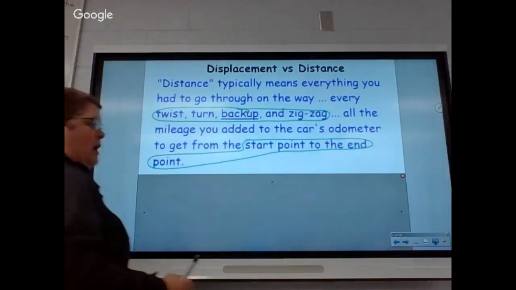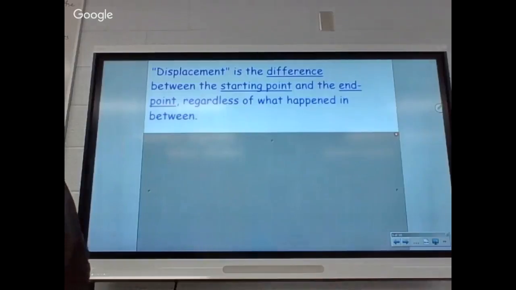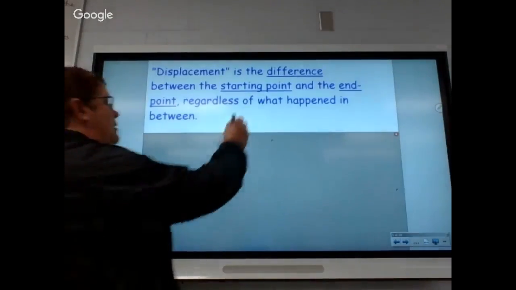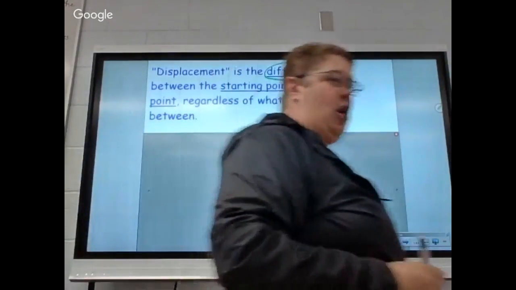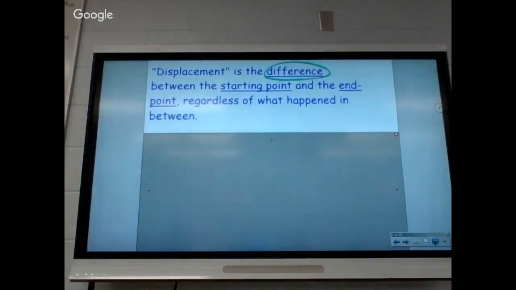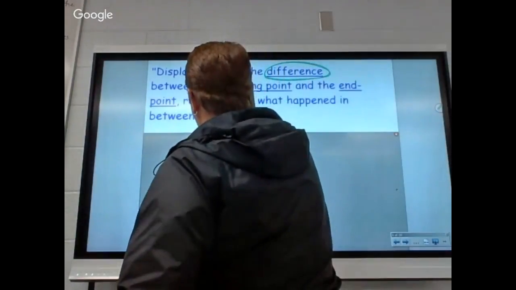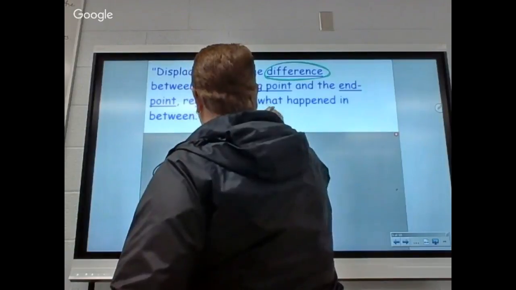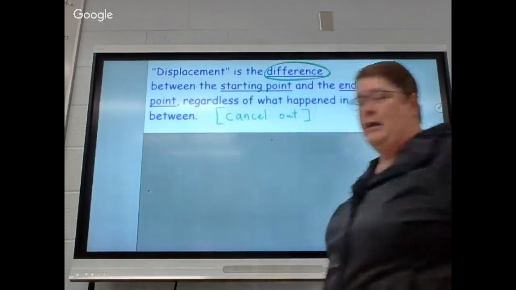So, how is that different from what I just told you to write about displacement? It's the difference between the starting point and the ending point. So here, we might have to subtract. All right? It might not even be that it's going to subtract, but it might have something that might cancel out. Okay?